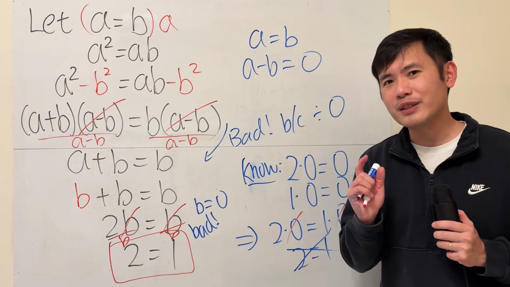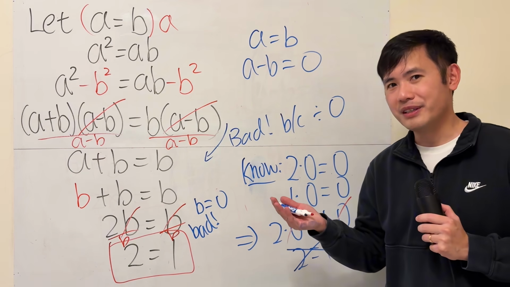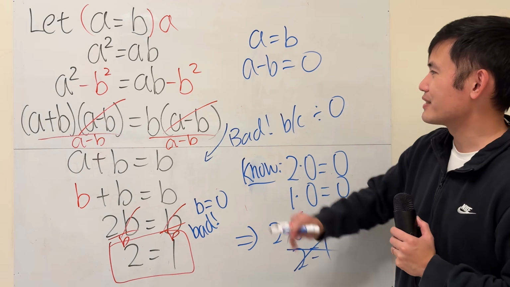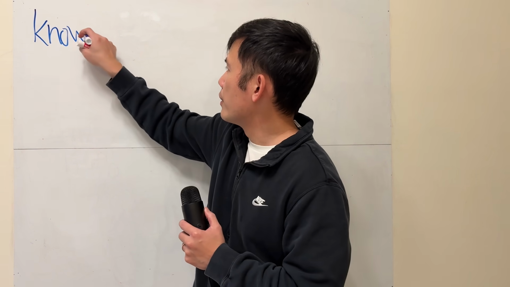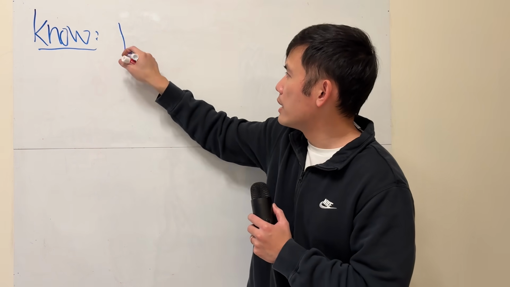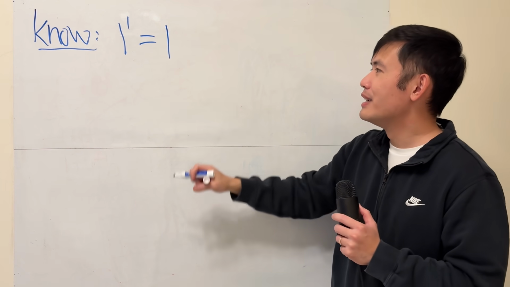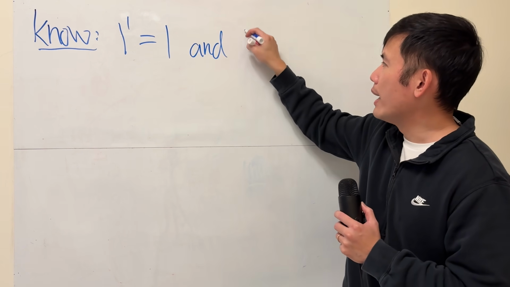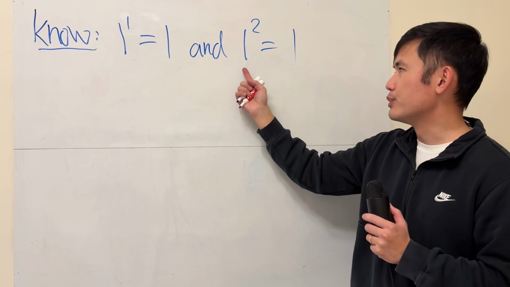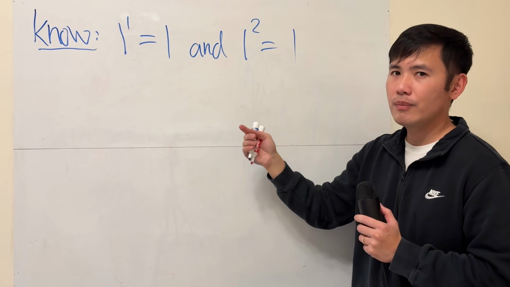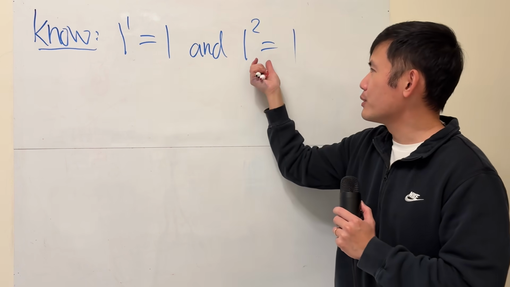Now, let me give you guys another quick one to see if you guys can figure out the mistake. It's not dividing by 0 though. Check this out. Here we go. So this is what we know. Firstly, I will tell you 1 to the first power is equal to 1. Obviously. And if I do 1 to the second power, that's also equal to 1, right? Because this means you do 1 times 1. Of course, that's equal to 1.